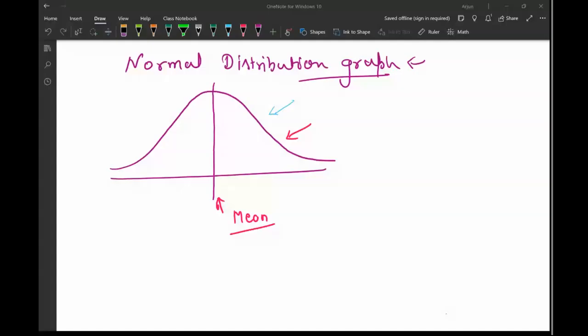Welcome back, folks. In today's class, I'll be talking about the normal distribution graph. A normal distribution graph is also called a bell-shaped curve.